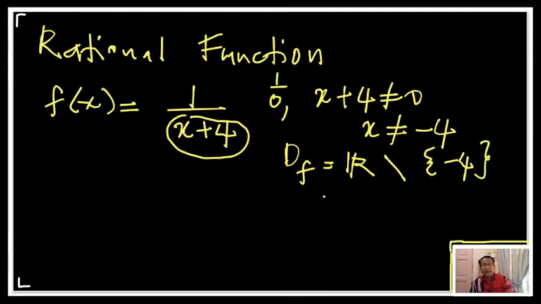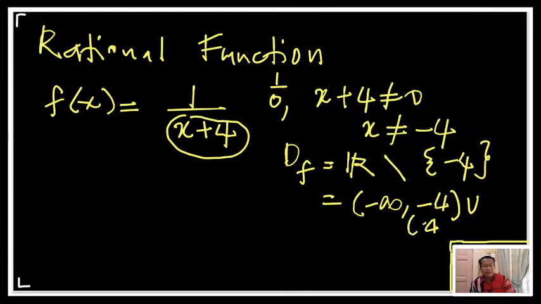You can also write it like this: (-∞, -4) union (-4, ∞). Or you can also write all real numbers except -4. It's okay.